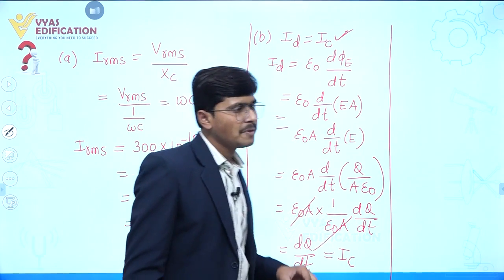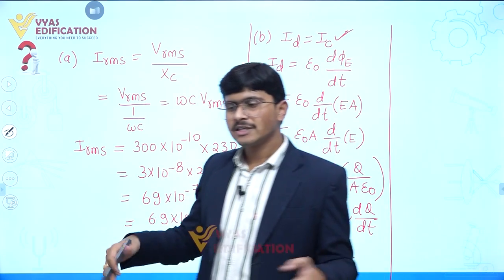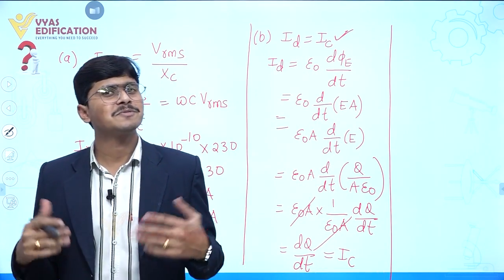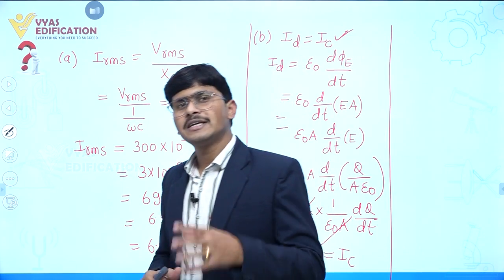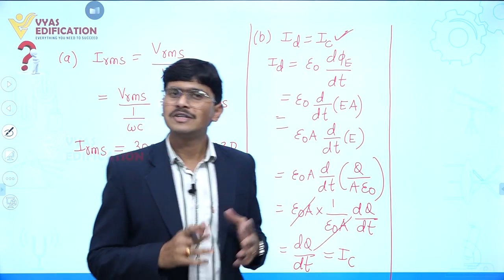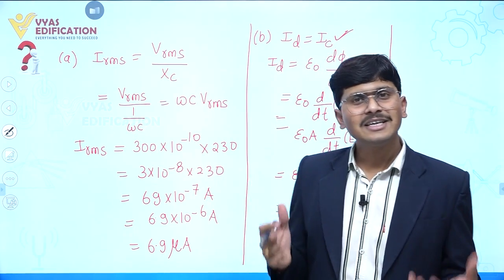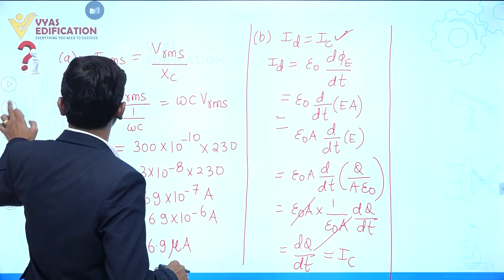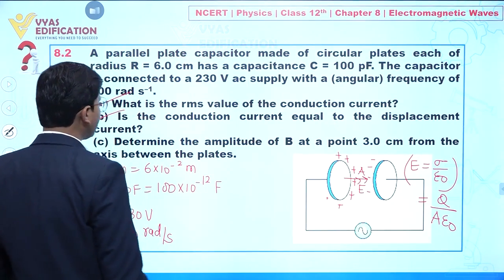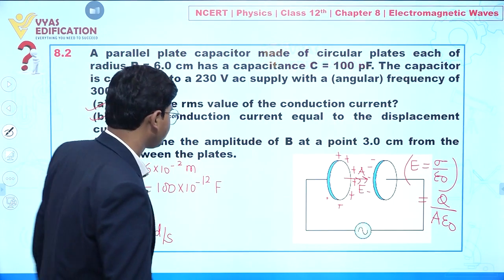Clear? Always keep in mind, outside the parallel plate capacitor we have only conduction current and displacement current is 0. So to maintain consistency, we find that between the parallel plate capacitor we have displacement current and conduction current is 0. Clear? And magnitude-wise both are the same. Clear?